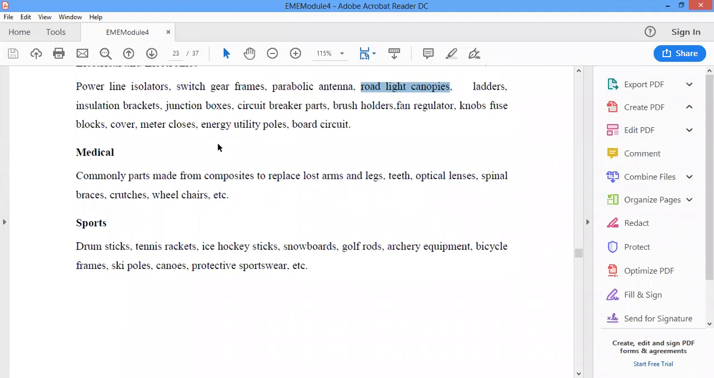Medical equipment also finds a lot more applications, to replace lost arms, legs, teeth, optical lenses, and so many things.